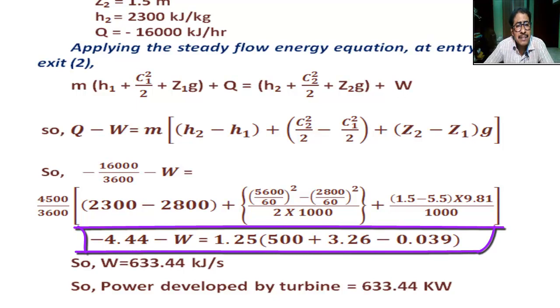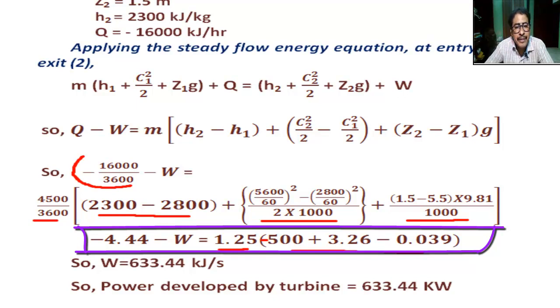This is minus 4.44 minus W, and this amount equal to 1.25, and this amount, we are putting this value. There is a minus symbol.